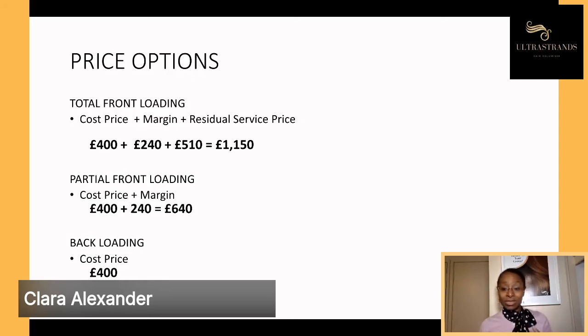Even though with option 2, partial front loading, you may say there's no difference because it's exactly the same amount of money, it's all about perception, the way people see things. If somebody looks at something and says it's £640, but I'm going to do the installation for you free, then you've just banked a lot of value in the bank, because people are like, wow, they're awesome. As opposed to saying the product is £400, where the expectation drops.